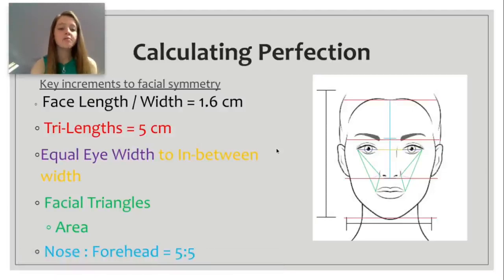And then we have equal eye width to in between width. That is represented by the purple line on the actual eye, on both right and left eyes, to the yellow line in between, that is the width. They should equal the same. So basically you should be able to fit a third eye right in this space right here without any gapping or squishing. And then we have the facial triangles, which is the corner of the eye to the corner of the nose to the corner of the lip and then back up. I took the area of those for each side to see if they're the same on each side, just to measure that general area of the cheek portion of your face. And then we have the nose to forehead ratio. Those should both equal 5 centimeters each, represented by the light blue line.